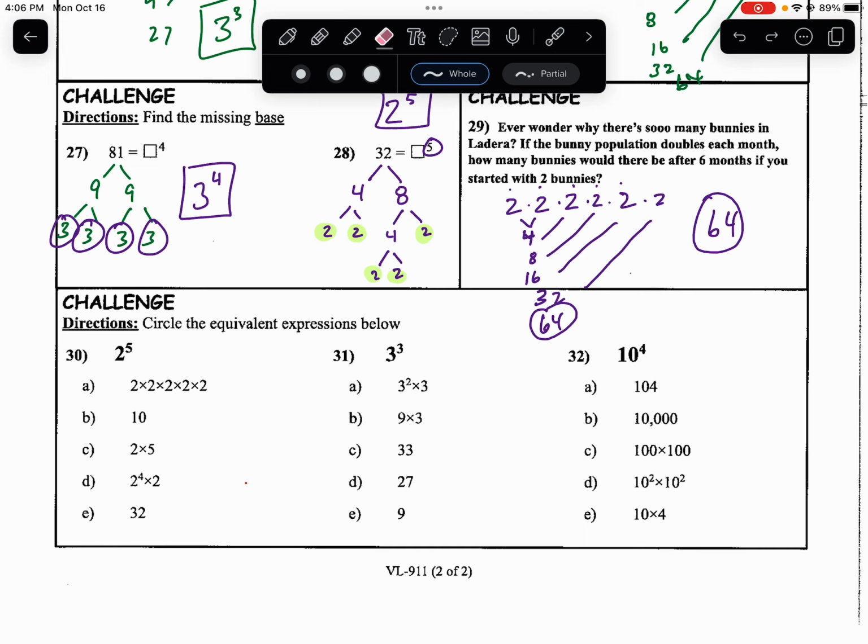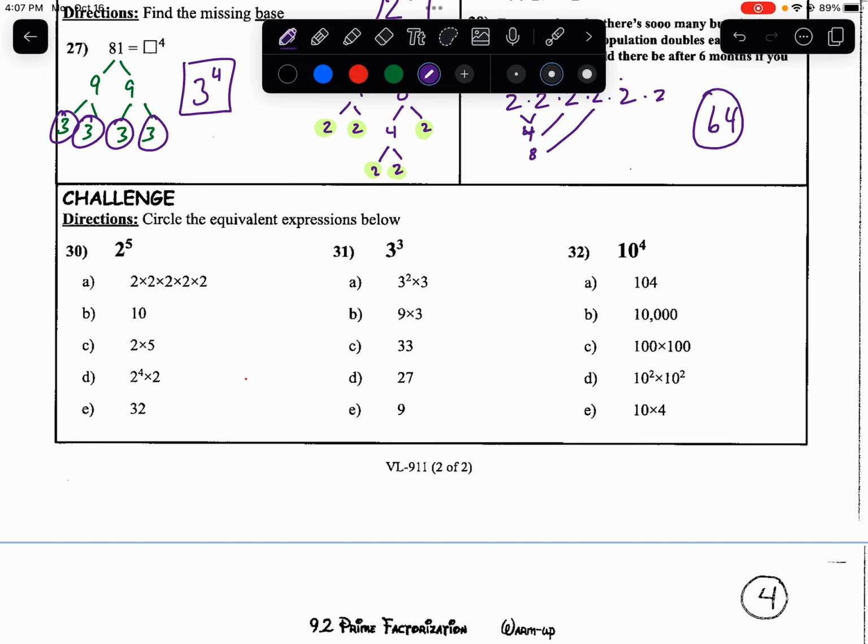All right, sorry, let me get rid of that mess. Let's go ahead and go to the last 3, which are very important. We want to circle the equivalent expressions below. What can be helpful is to write this out in the different ways we know. 2 to the 5th power is the same thing as 2 times 2 times 2 times 2 times 2. That's the expanded form. And if we wanted to find the value, that is 32. So we know A is definitely equivalent.